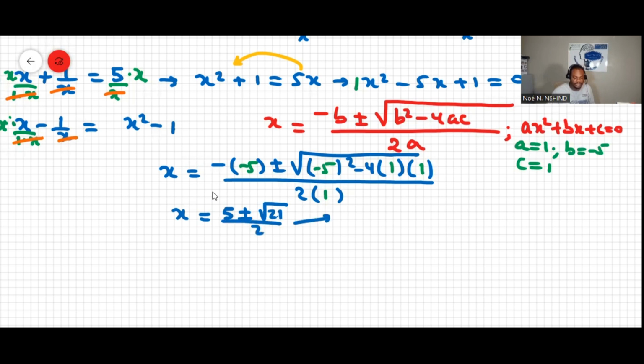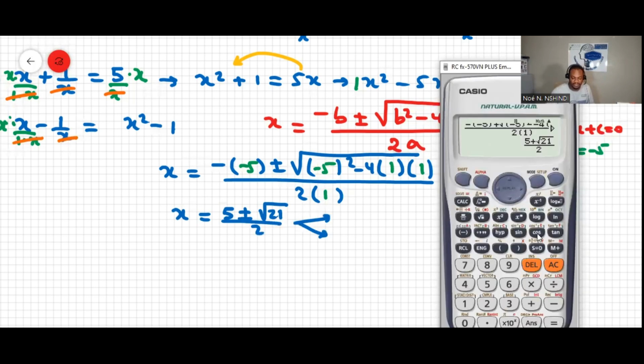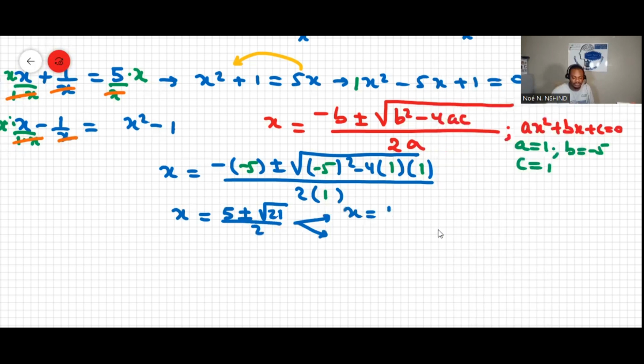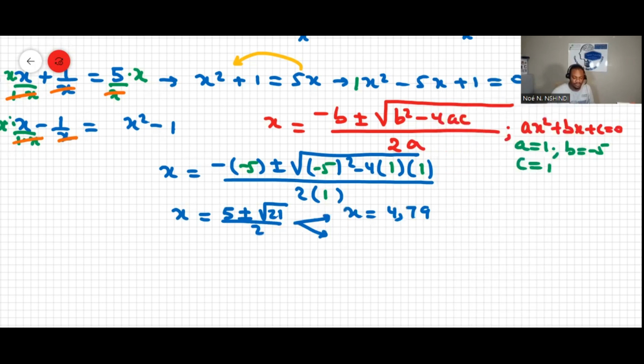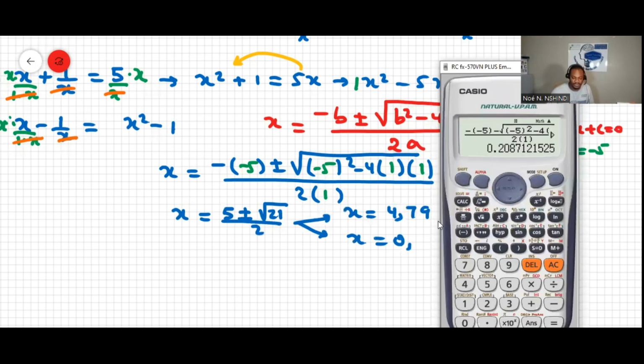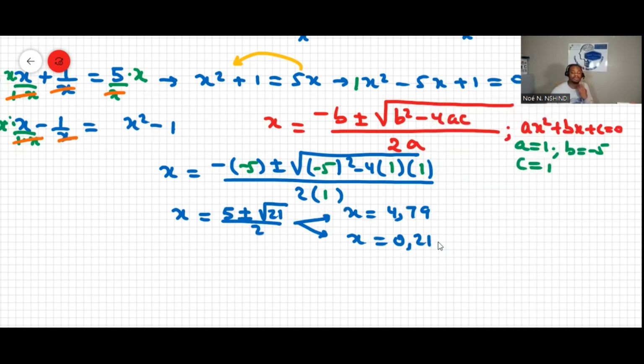Now there are two solutions here, one with the positive, the other with the negative. If I press with the positive, then we have x is equal to 4.79. With the negative, I delete there, place the negative, and then that's going to be x equal to 0.21.